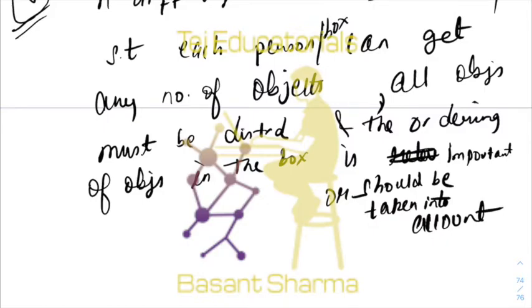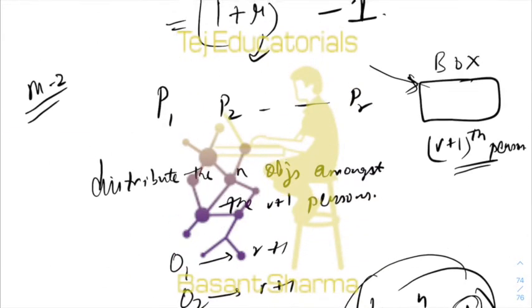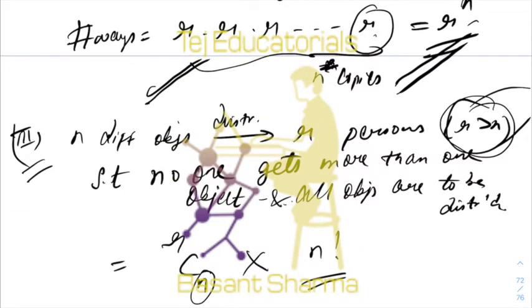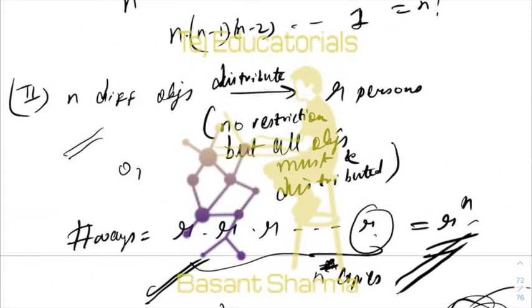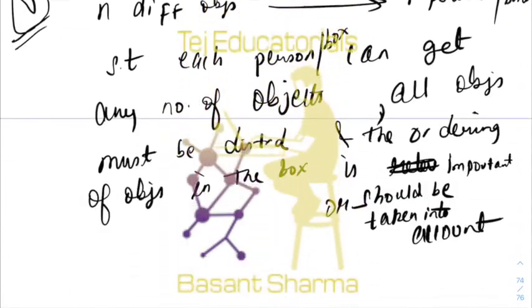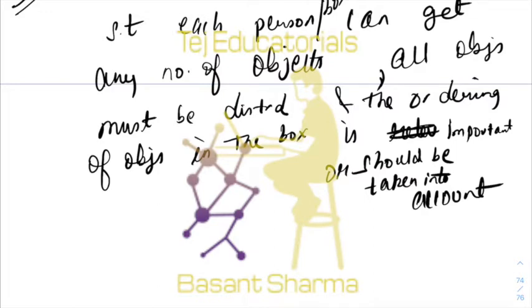Now if you think about it, this is the second case. You have n different objects and you want to distribute them amongst r persons, no restriction, but all objects must be distributed. In that case the answer was r to the power n. But now, when you give an object to a person or a box, suppose a person gets two objects, then the ordering is also important here. This is an additional condition that we have put. So how to go about it?